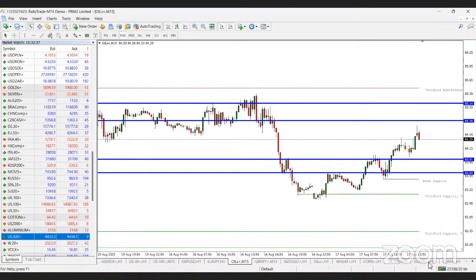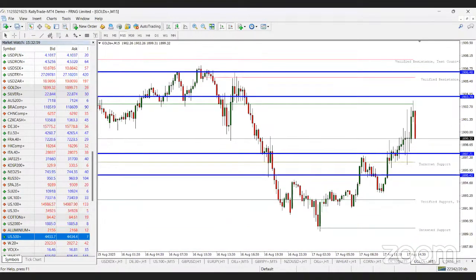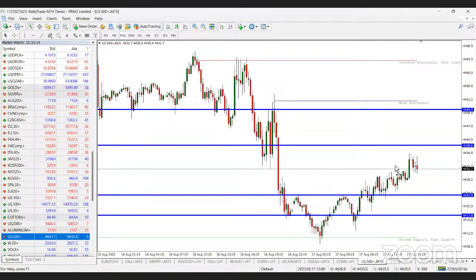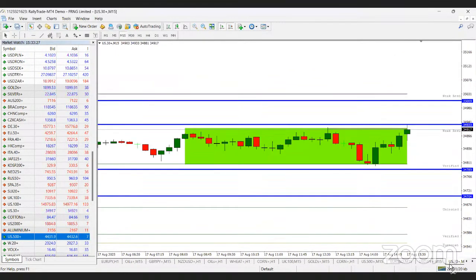Then gold is likely going to keep falling if this move continues. But remember that we are entering at 1897, and we are coming out at 1895 for our sell on gold. That's what we're doing. US 500, no move yet, but remember that for US 500 we have it at 4438. We take profit at 4449. But for the sell we have it at 4423. Take profit at 4417.